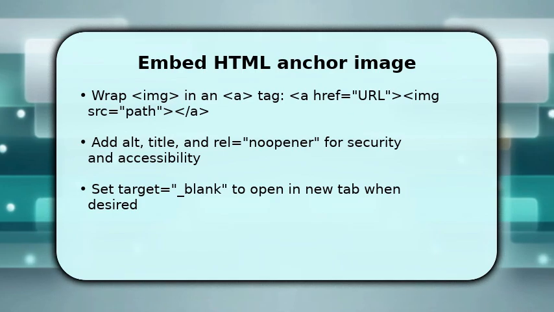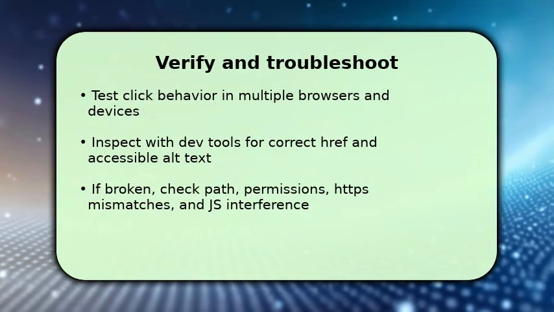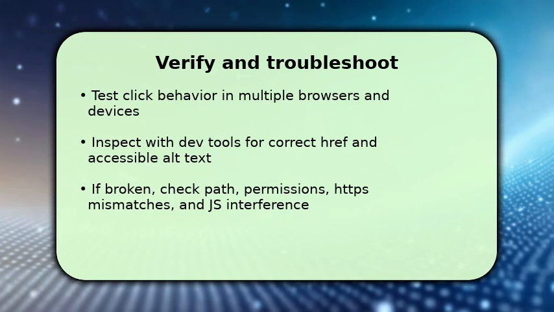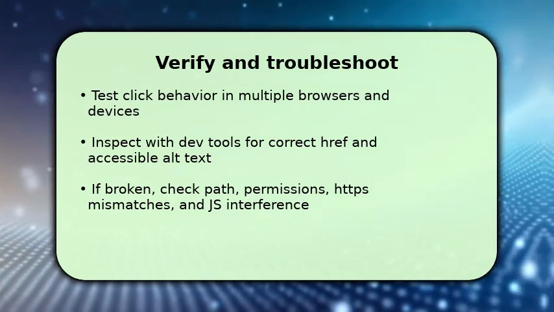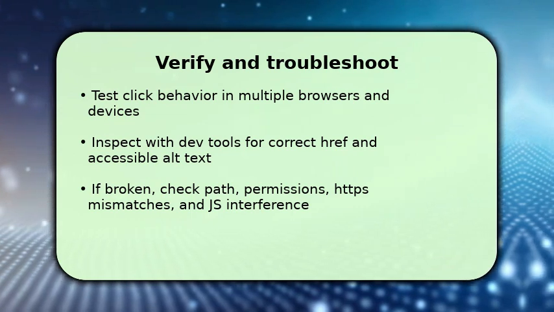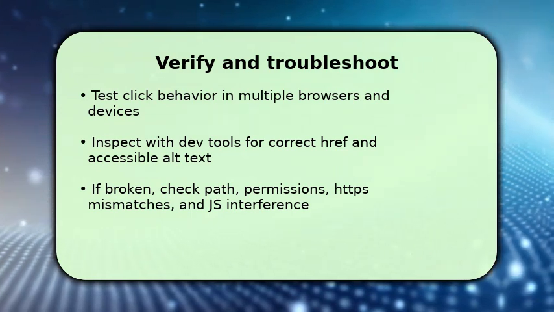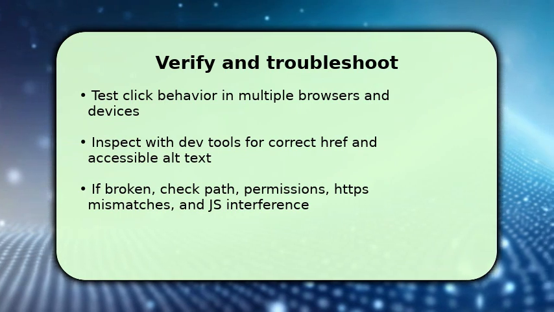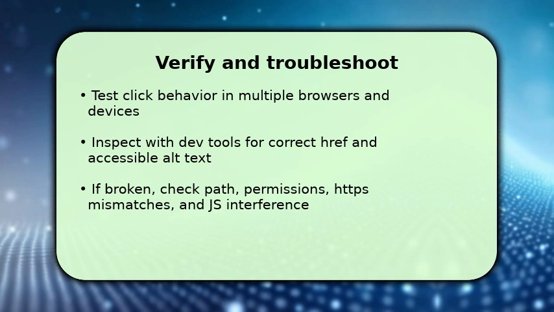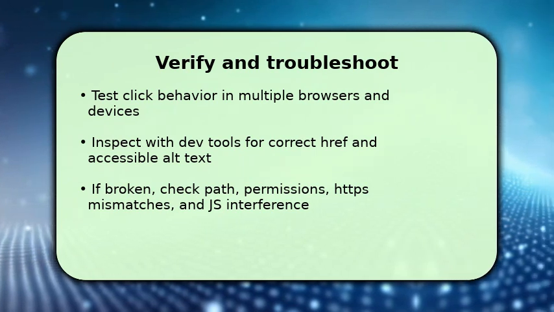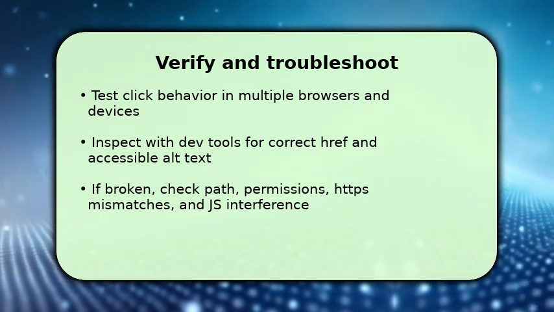You finish by testing. Click the image on desktop and mobile and confirm it navigates to the intended URL. If it doesn't work, inspect the anchor in developer tools to ensure the href is correct and not overwritten by scripts. Also check image permissions, mixed content blocking when using HTTPS, and whether CSS or pointer events are disabling clicks.